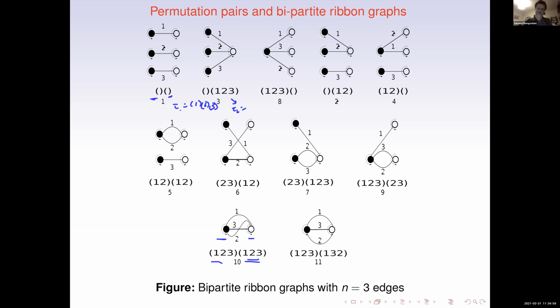Okay, but so there's a labeling of the edges. The graphs are bipartite ribbon graphs with n edges, and the edges are labeled by 1 through n. So if you think about labeled bipartite graphs, you'll get these guys. The equivalence that we talked about is precisely the relabeling. So when I change the labels, I will just go to something else, something like that.